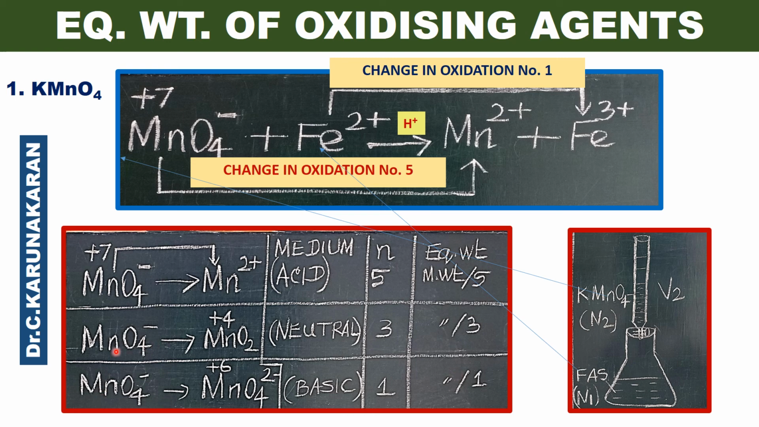Similarly, in basic medium, in titration, potassium permanganate is reduced to potassium manganate. MnO4 minus is permanganate, and MnO4 2 minus is manganate. This is plus 7 and this is plus 6 in basic medium. The change in oxidation number is 1. Therefore, in basic medium, the equivalent weight of potassium permanganate is equal to its molecular weight.